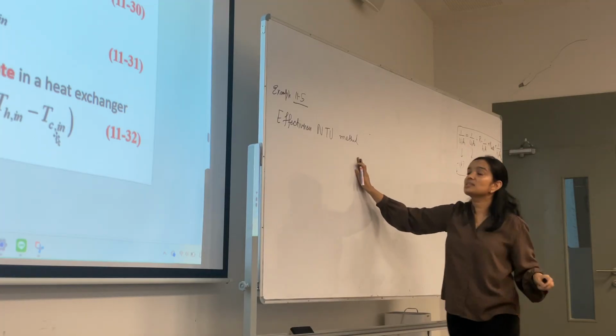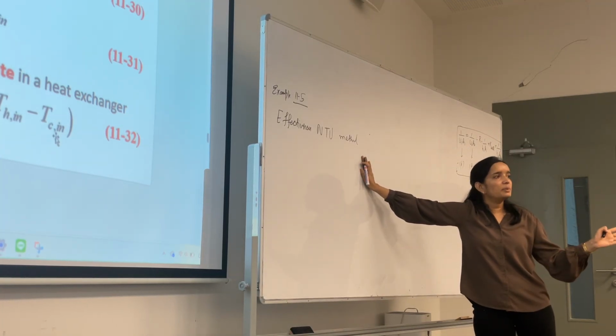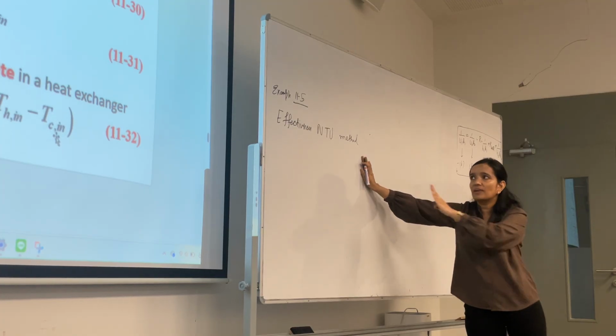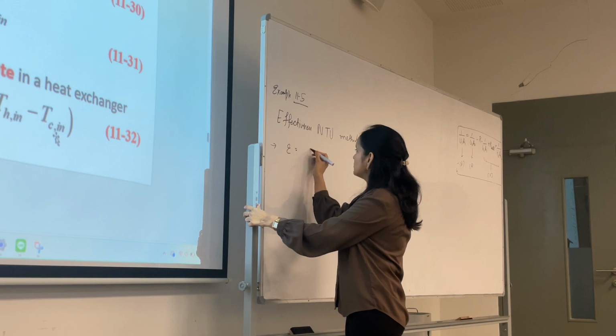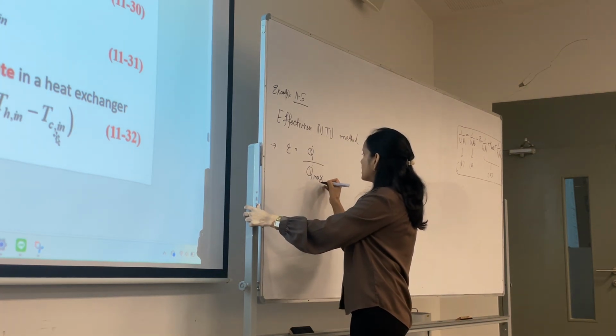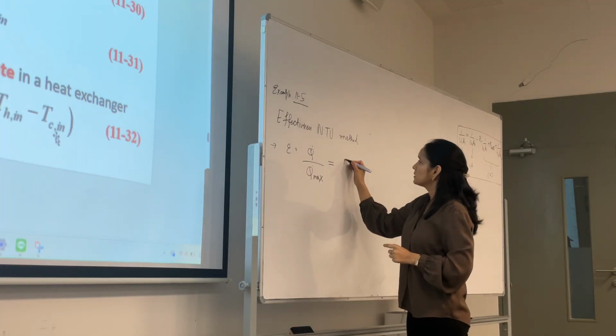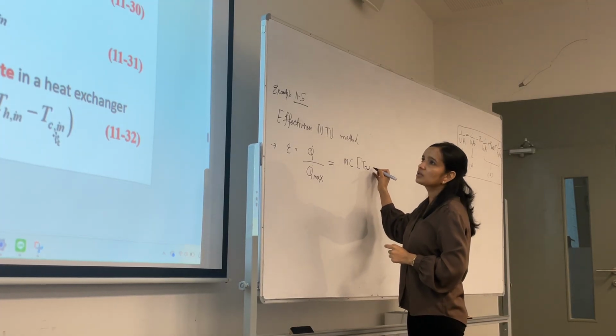Most of the examples in most of the numericals, at the end it is written solve this by using the LMTD method or solve this by effectiveness NTU method. Effectiveness NTU transfer rate divided by maximum heat. This is MC T out.